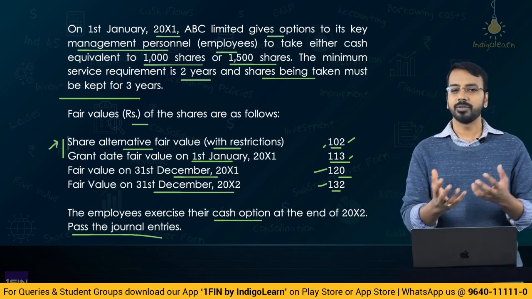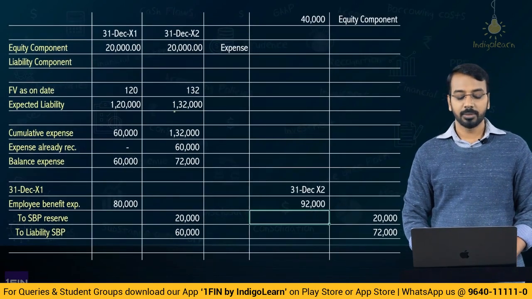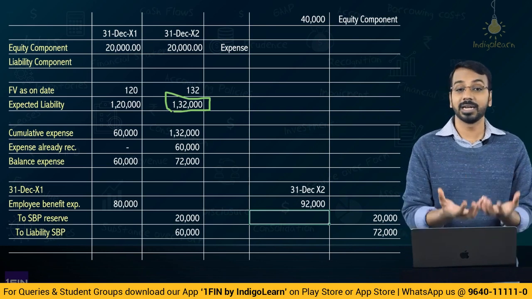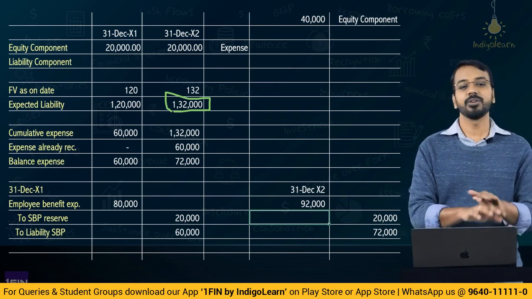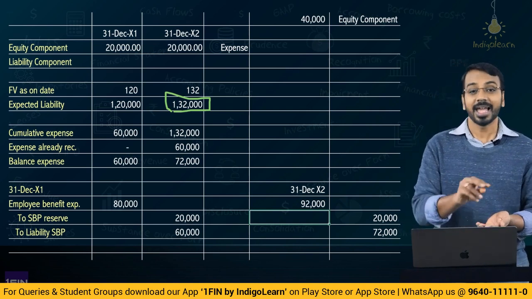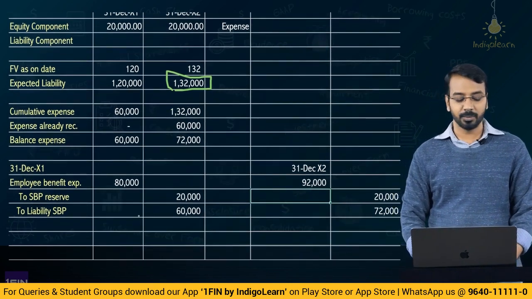Meaning to say, what will the employee get? The employee will get a total value of 1,32,000, which is nothing but 132 multiplied by 1000. That is what the employee will get. Will the employee get any shares? They will not get any shares because they are giving up their rights to receive shares and instead they are taking cash, right? So this 1,32,000 is nothing but liability recognized here 60,000 and liability recognized here 72,000.